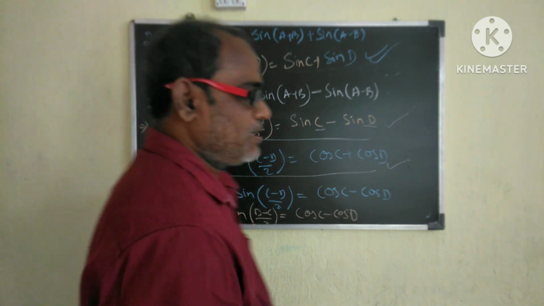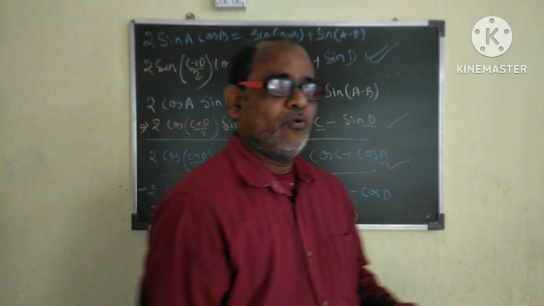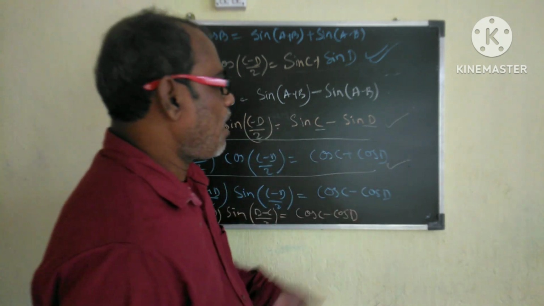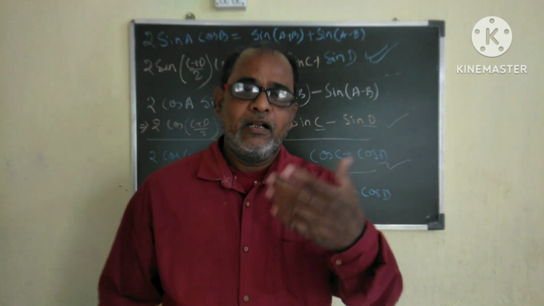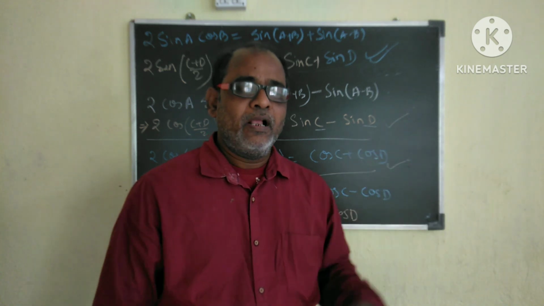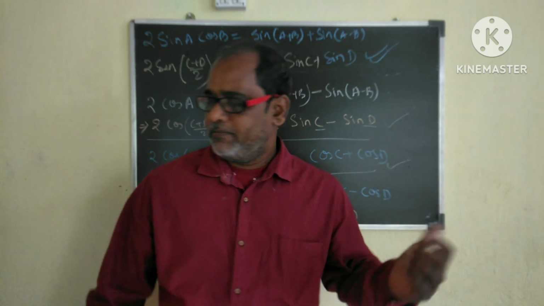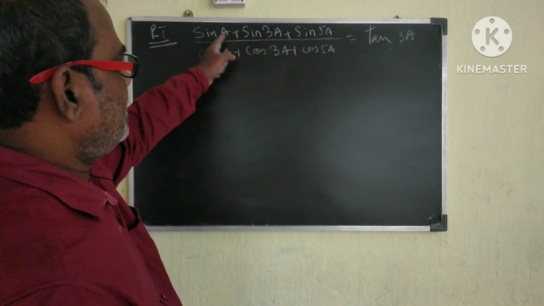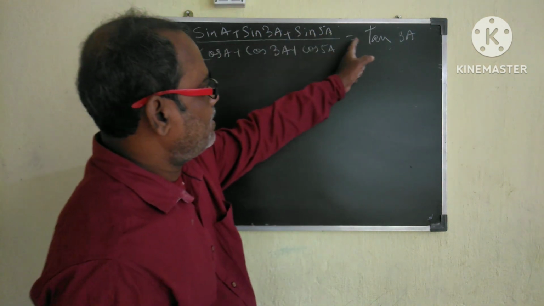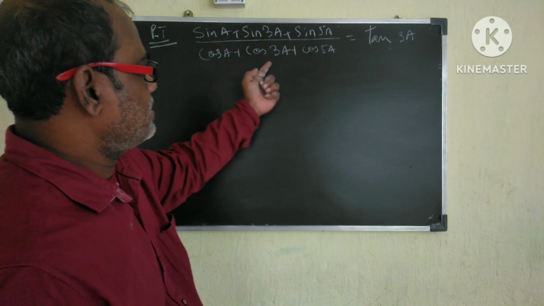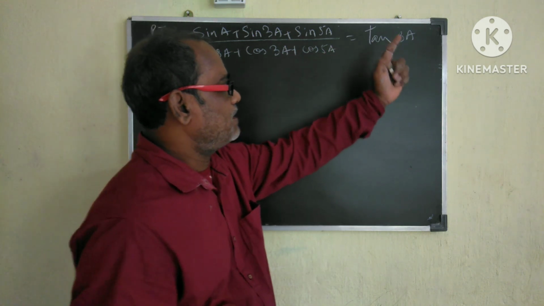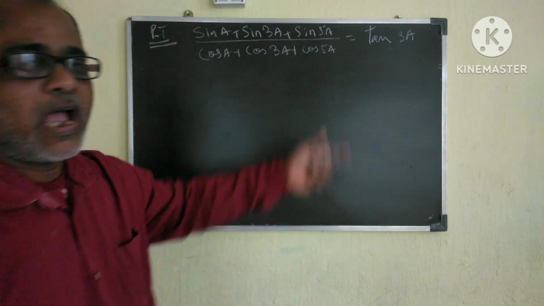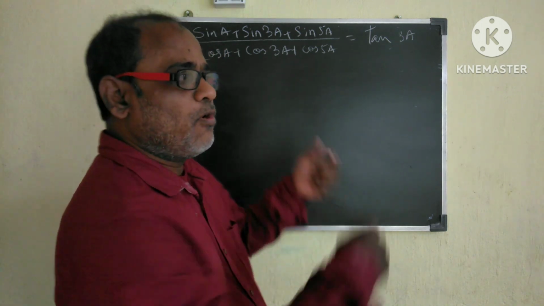As your examinations are coming very near, I am going to say one more thing about one example. I will show how to use this formula in different questions. For example, I will make you understand one question. The question given here is: (sin A plus sin 3A plus sin 5A) by (cos A plus cos 3A plus cos 5A) is equal to tan 3A. So just now we have gone through the transformation, so we'll go with the transformation.